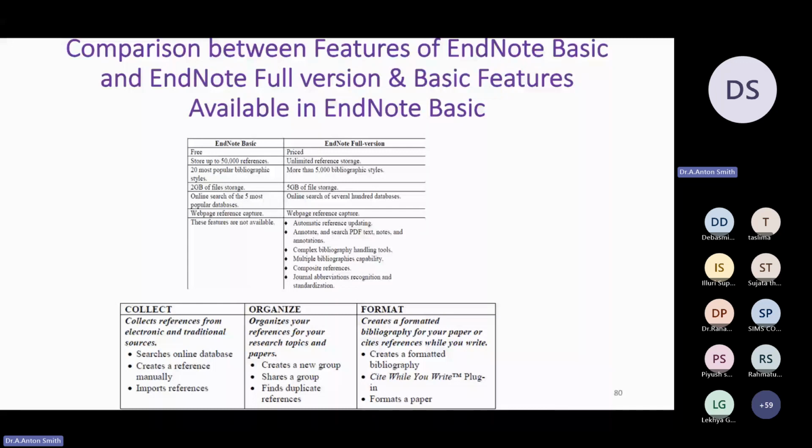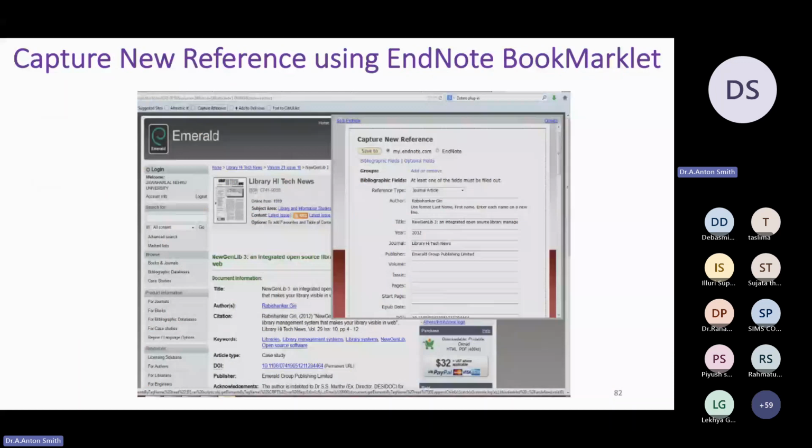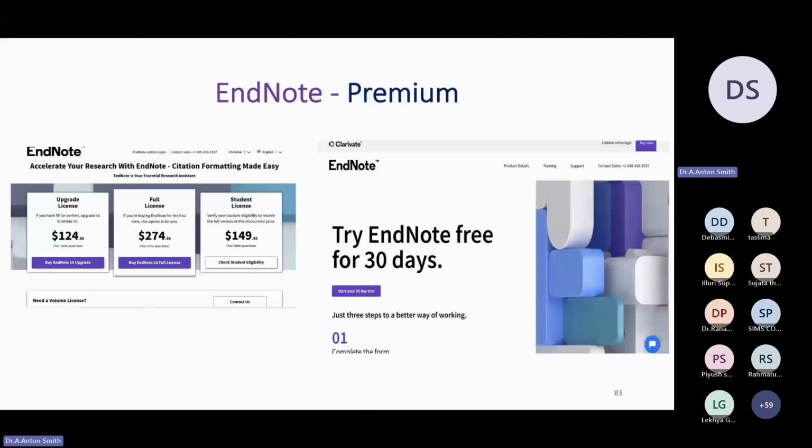This is the home page of Basic, and the other one is about EndNote and sign in. In the case of new capture using this bookmarklet, this Emerald system has been adopted for the usage. Coming to the premium, they give us a paid version. They sell it as an upgrade from Basic, and you can upgrade through this.